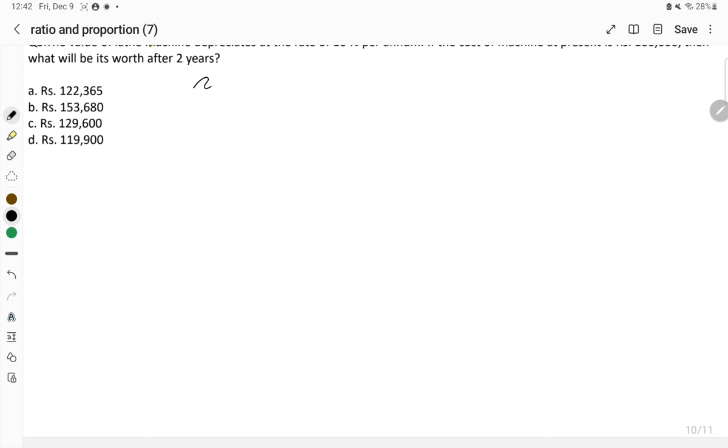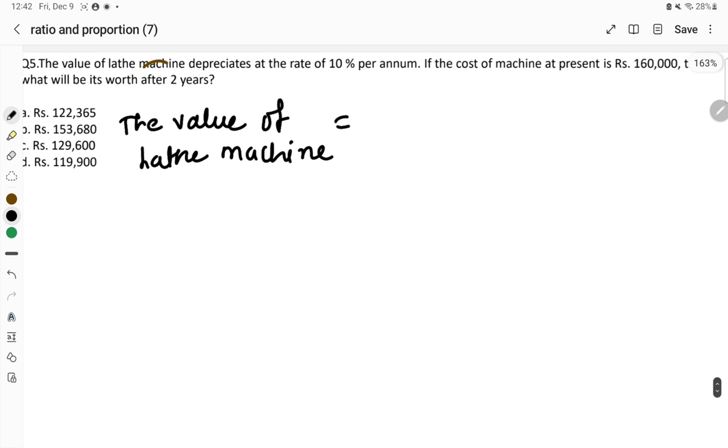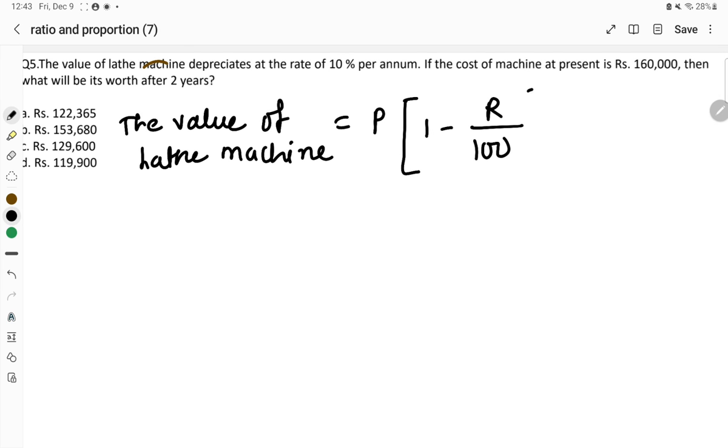The formula for the after calculation: the value of the lathe machine will be equal to P into 1 minus R upon 100 raised to n. This is the formula for the future, right? What is the value of P? The value of P is 1,60,000. What is the value of R? What is the value of n?